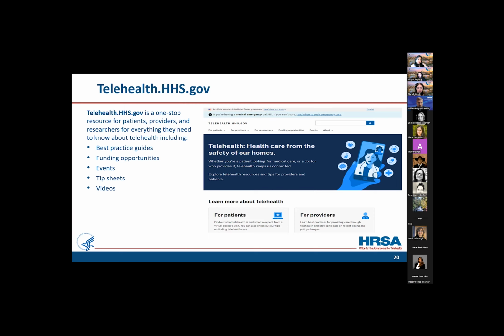We initially stood this website up in May of 2020, just as the pandemic was starting. It had a patients and provider side, because those are the two groups that suddenly needed to learn about telehealth. We've since expanded. There's a tab for researchers, a tab for funding opportunities, a tab for events, and a pretty good search function to find things. Next slide.